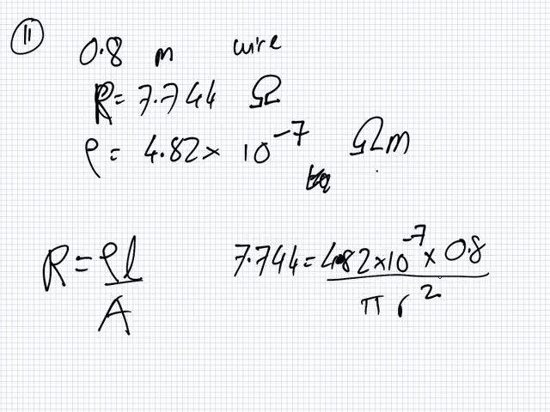How can we do it then without the calculator? Why are you asking such a question? You use the calculator in the exam and it's your friend. In other words, how to solve this? You just need to swap these two. So 4.82 times 10 to the minus 7 times 0.8 over 7.744 times pi. So I get r squared equals that, and then I just do square root.